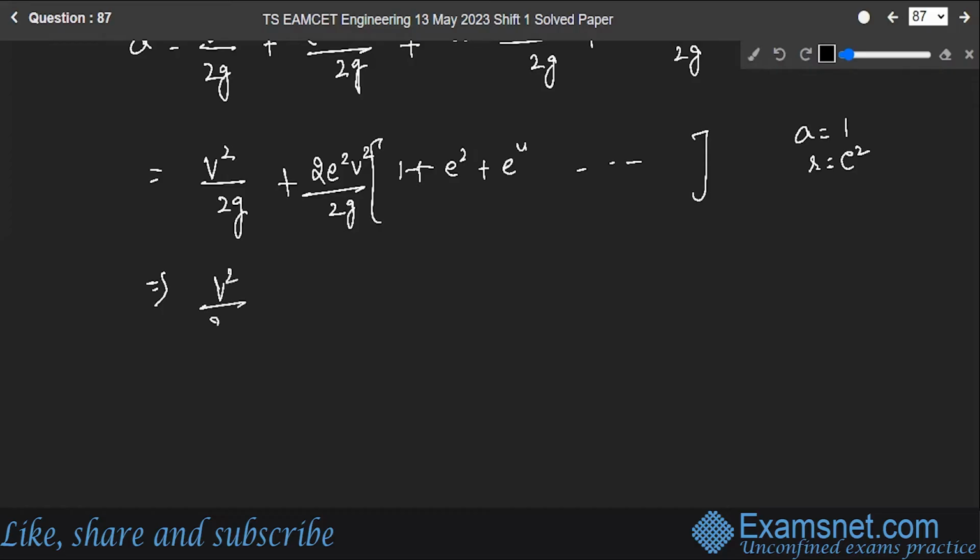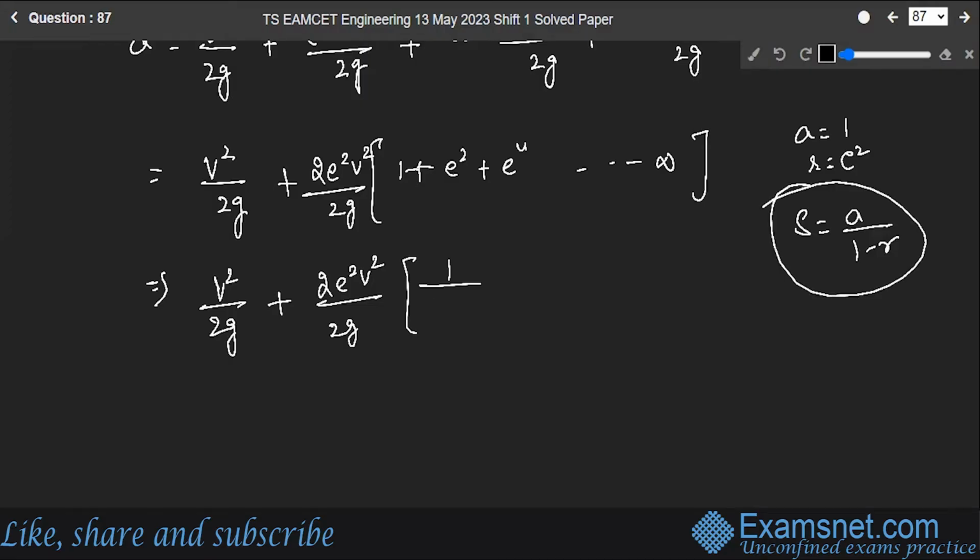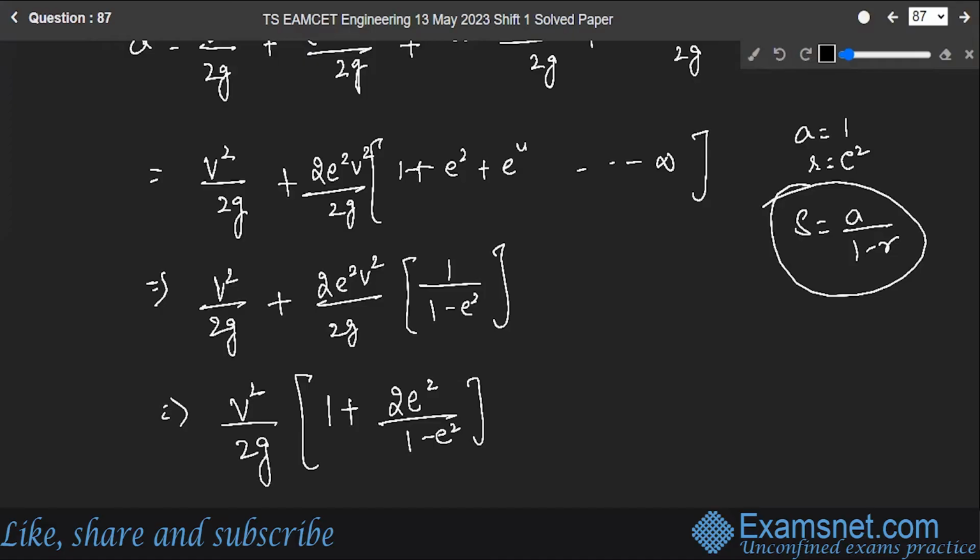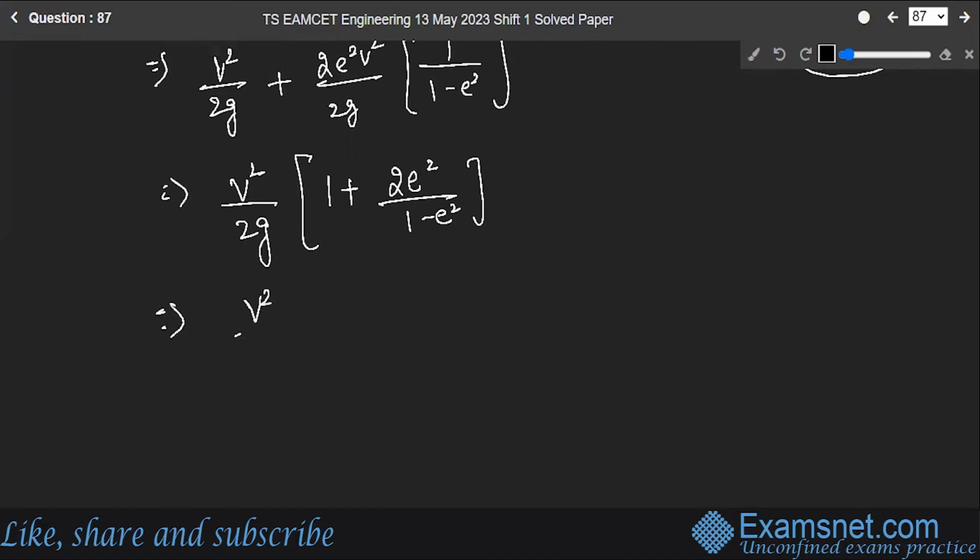Or this is equal to v square upon 2g plus 2e square v square upon 2g. This will be the sum to infinity, which is given by sum is equal to a upon 1 minus r. This is the formula for the GP. So this is 1 minus e square, and I'm taking v square upon 2g common again. This will be 1 plus 2e square into this. So let's open up this as well. This will be v square upon 2g, 1 minus e square plus 2e square upon 1 minus e square.